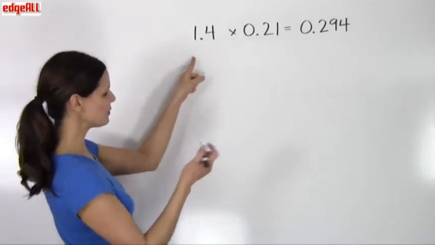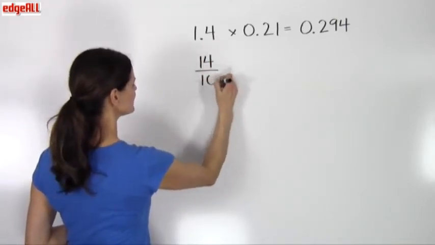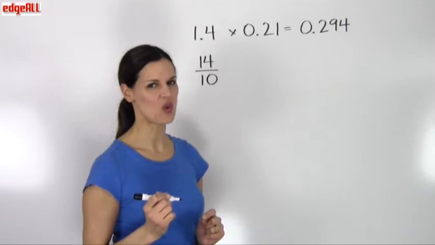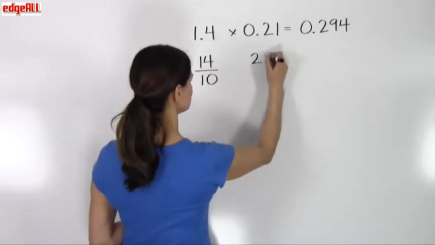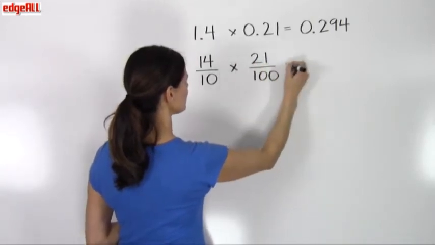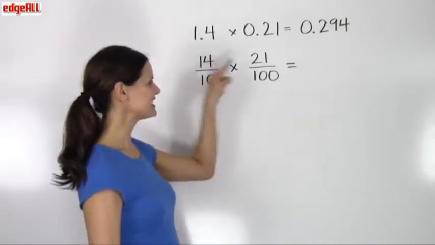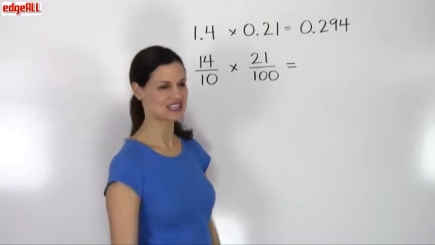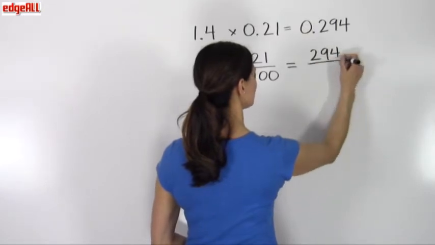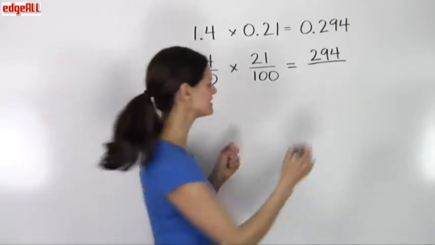So 1.4 with fractions is equivalent to 14 tenths, and 0.21 is equivalent to 21 hundredths. So 21 over 100. So if I multiply these two together as fractions, I would multiply 14 times 21, which equals 294. So I would have 294 in my numerator. And then in my denominator, 10 times 100 equals 1,000.